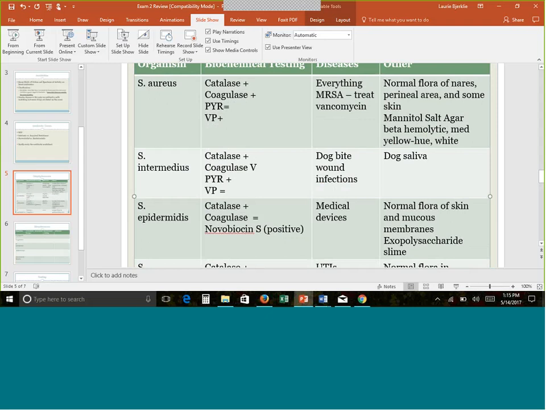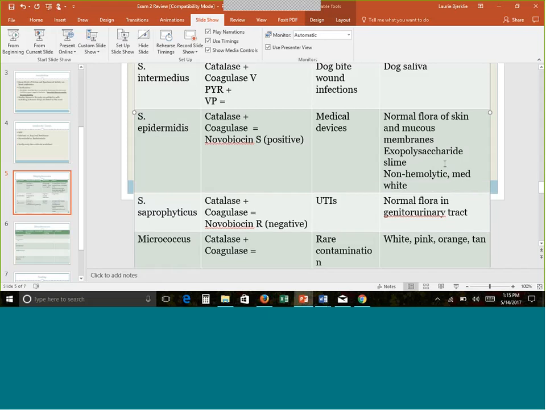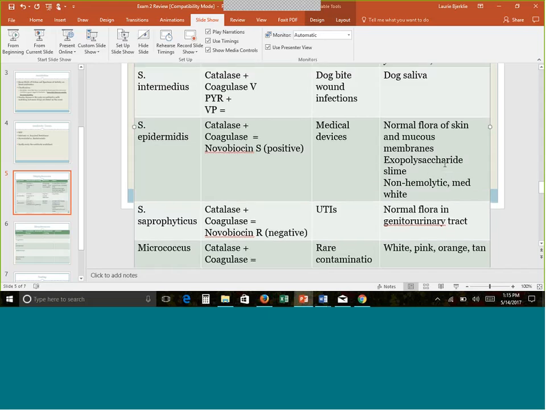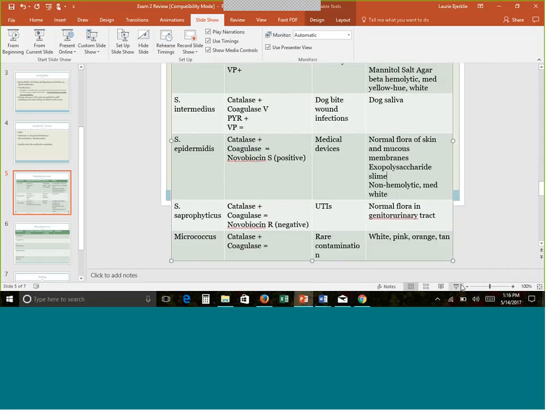The other one I think you really should know is Staph epidermidis. This one is usually gamma hemolytic, meaning non-hemolytic. And then again, it tends to be medium white colonies. So you should have seen that in lab as well this week. So there is your staphs kind of detailed out.